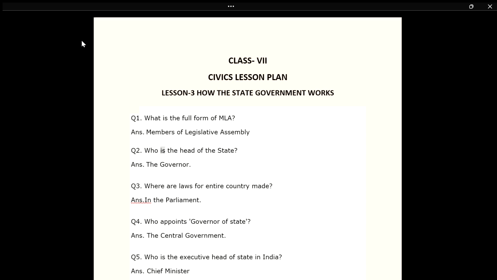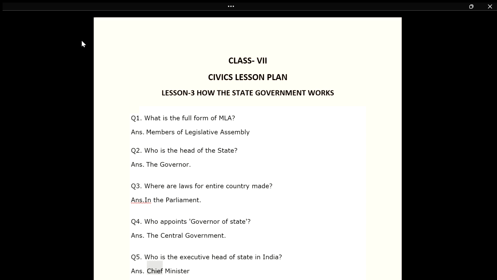Q2. Who is the head of the state? Ans. The governor. Q3. Where are laws for entire country made? Ans. In the parliament. Q4. Who appoints governor of state? Ans. The central government. Q5. Who is the executive head of state in India?